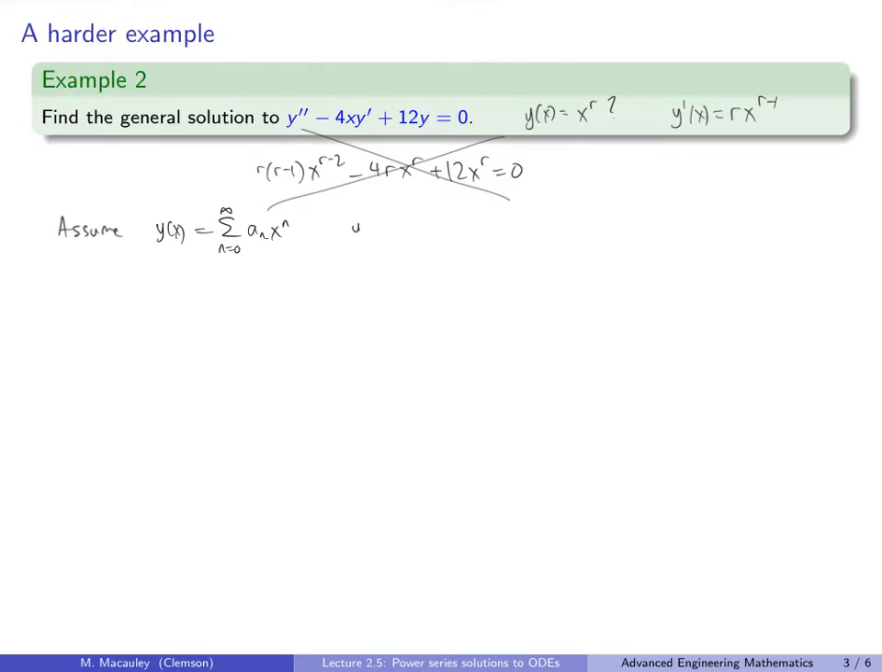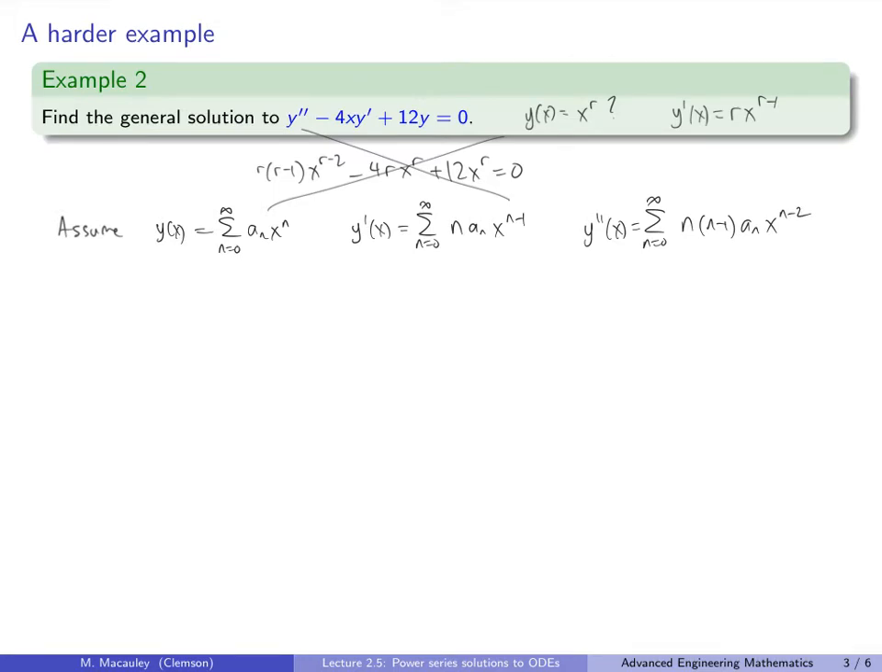So let me take two derivatives of this. So y'(x) equals the sum from n equals 0 to infinity of n a_n x^(n-1), and y''(x) equals the sum from n equals 0 to infinity of n(n-1) a_n x^(n-2). And now let's plug this back in.